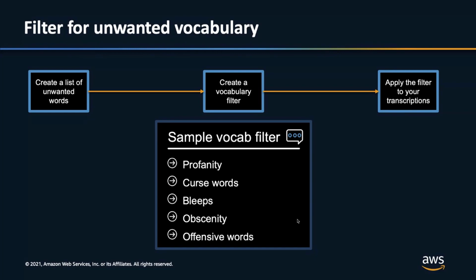On the output, you have the choice to either mask these words. So in the transcript, if you mask, we'll replace the obscene words or all the filtered words with asterisks, or you could choose to completely remove them from the transcription. And of course, this works for real time as well as stored audio.